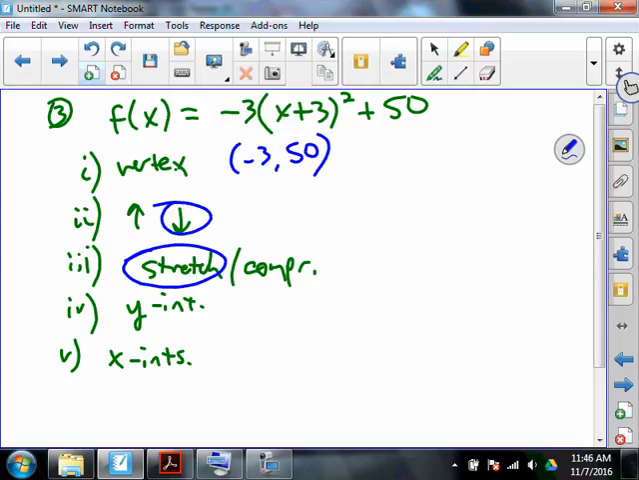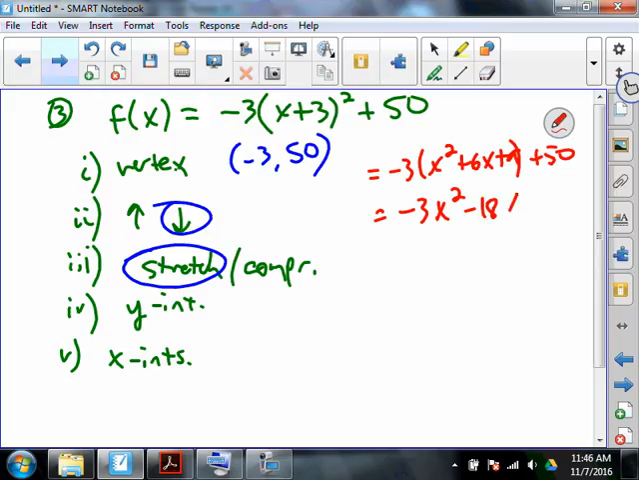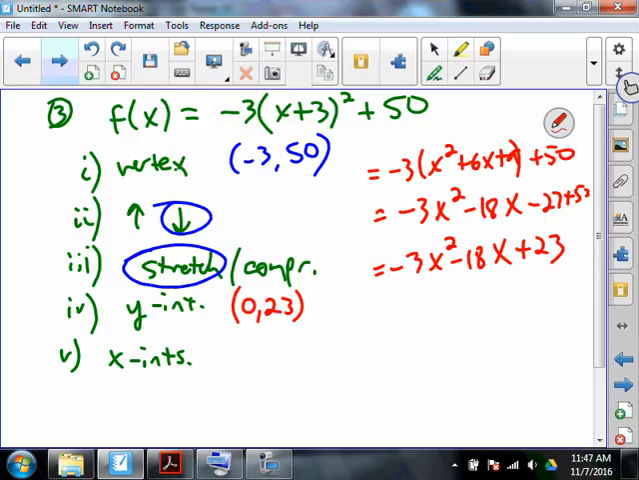Now, the y-intercept, that's going to require us to do what we did back here. Put this thing in standard form. So in standard form, we're going to have negative 3 times x squared plus 6x plus 9, plus 50. So that's negative 3x squared minus 18x minus 27 plus 50. The difference between 27 and 50 is 23, and that'd be a plus 23. So my y-intercept would be 0, 23. To find that y-intercept, you got to put the thing in standard form. There's a quicker way to do that, but I'm not going to show you.